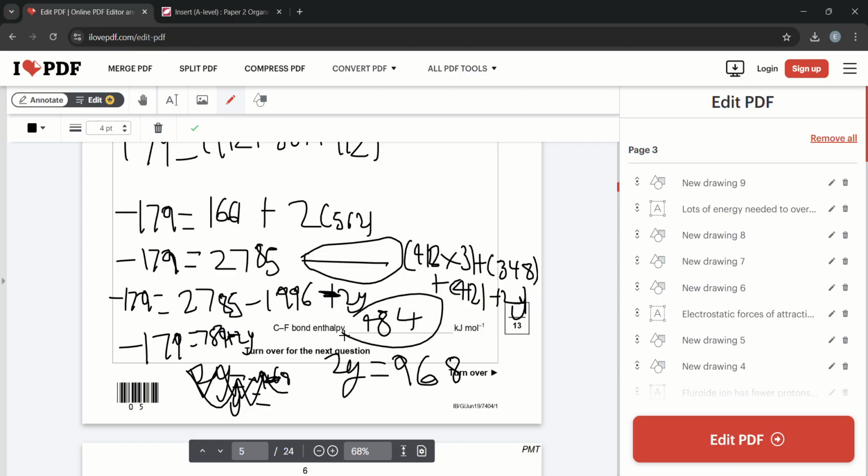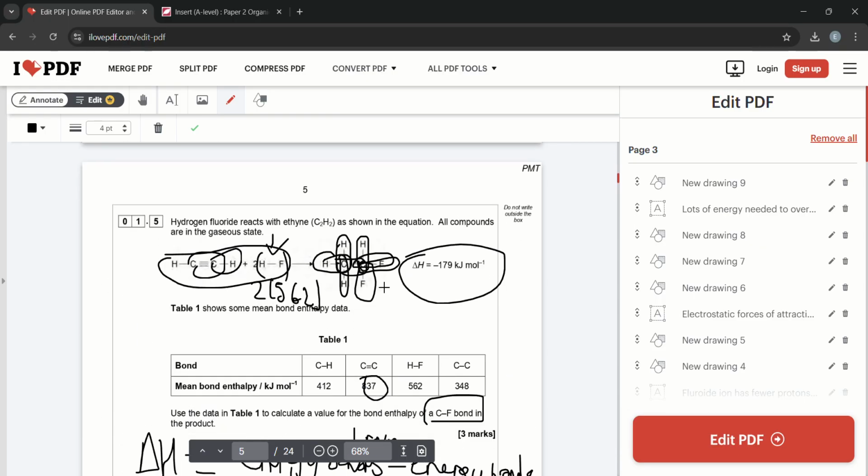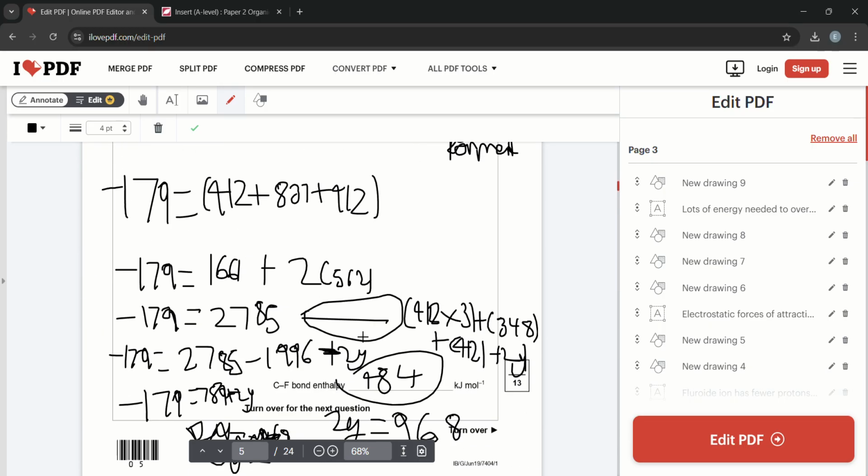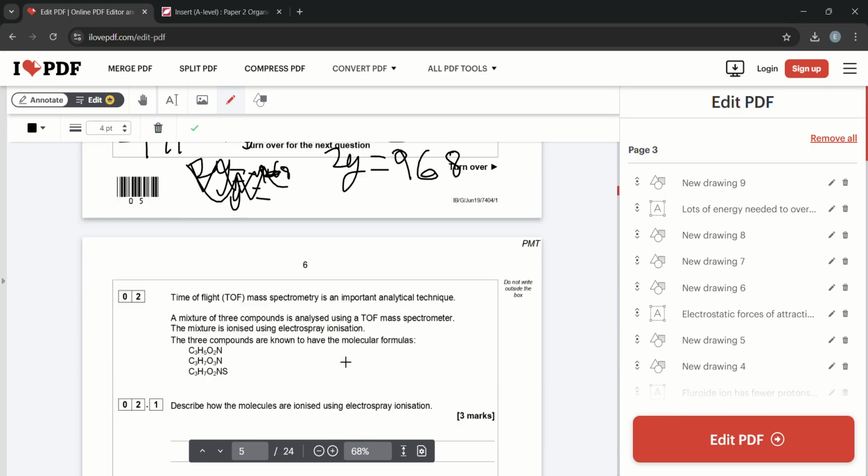And the reason we divide by 2 is because we're trying to find the bond enthalpy of a single C-F bond. There are 2, but we don't want 2, we just want 1. It's going to be 484 kilojoules per mole, kJ mol^-1. That is the end of question 1.